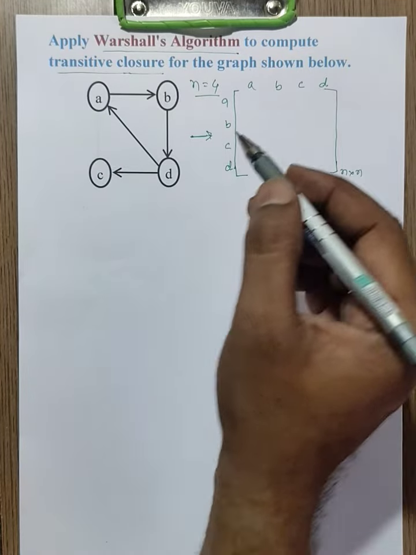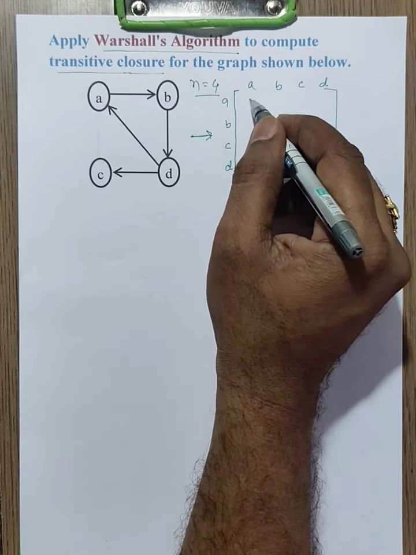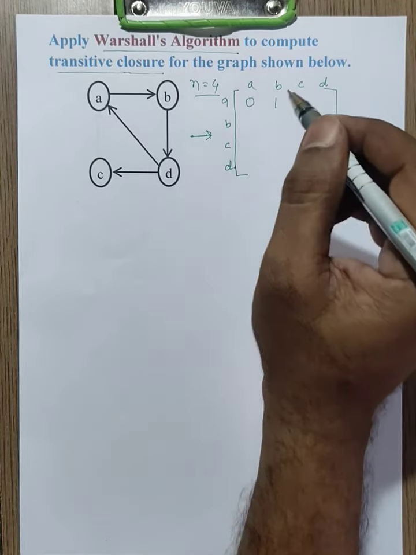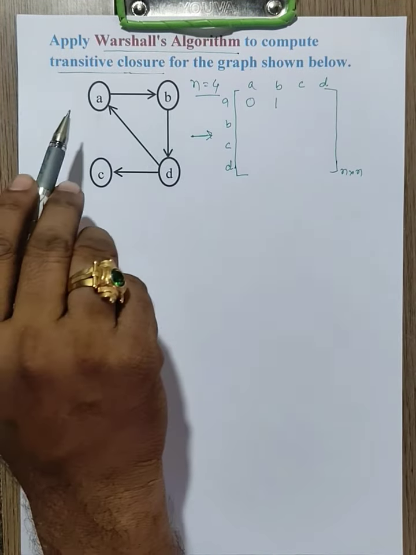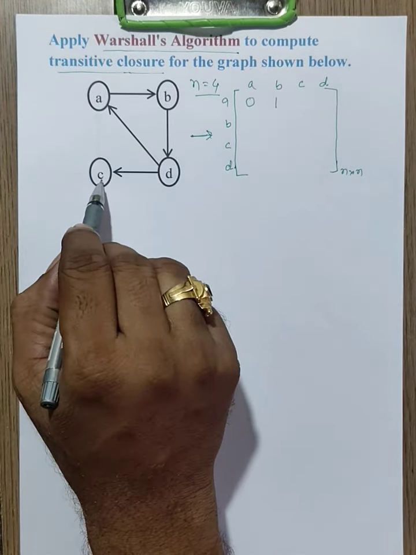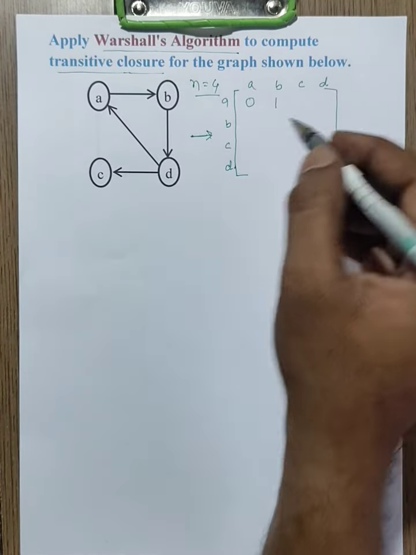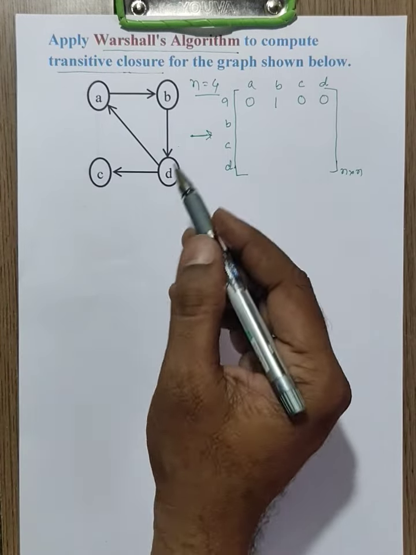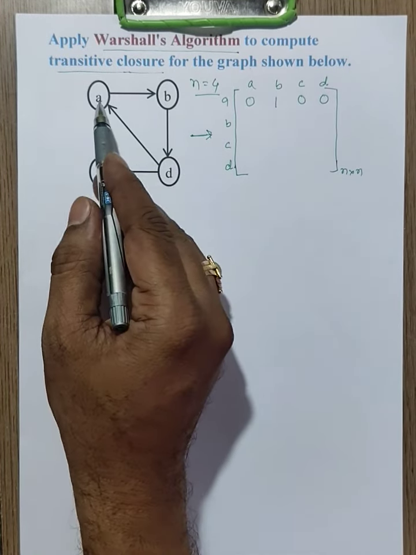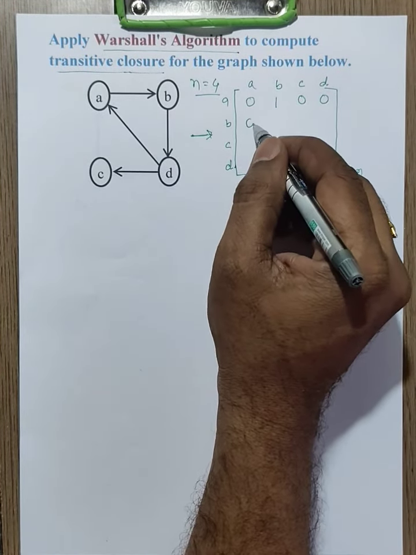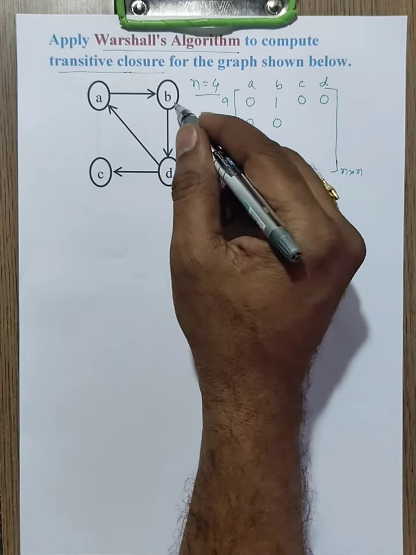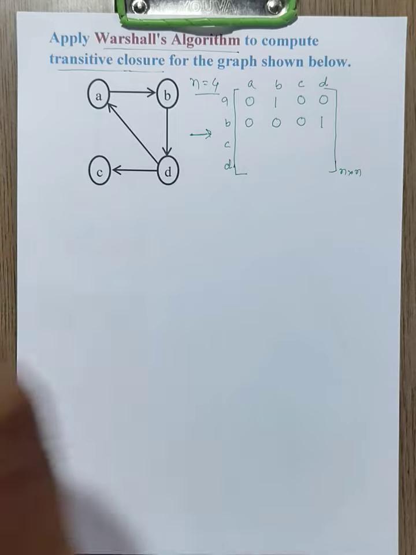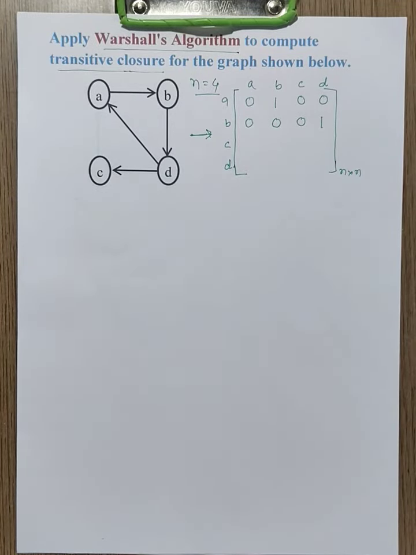Now convert this graph into the matrix. First, A to A, the edge is not there, so this is 0. A to B, one edge is there, so this is 1. A to C, no. A to D, no. So the row is 0, 1, 0, 0. Next from B, B to A, no, 0. B to B, 0. B to C, 0. B to D, only 1 is there, so this is 1.